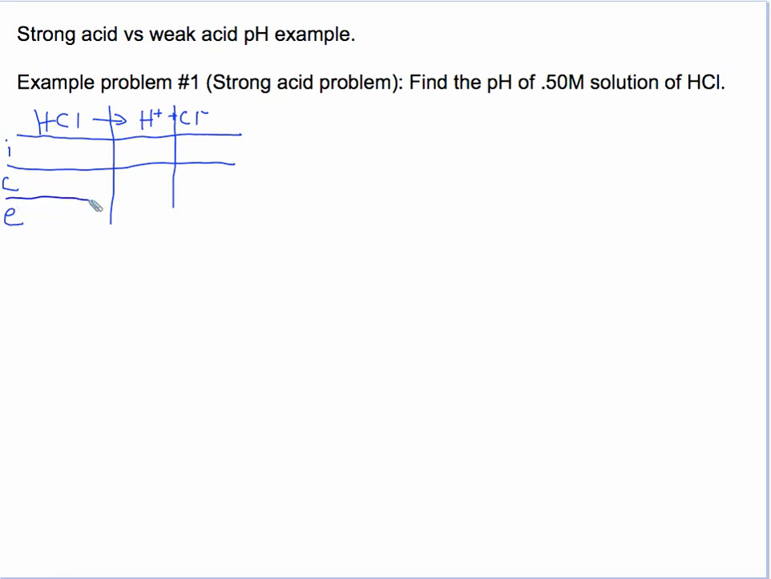So here's how this goes. The initial concentration of HCl is 0.50. Before you put it in the water, the hydrogen ion and chloride ion concentrations are 0. But once it starts to dissociate, it's going to dissociate completely. That means it's going to go all the way down. All of it is turning into ions, so at equilibrium, 0% of it is left as HCl.